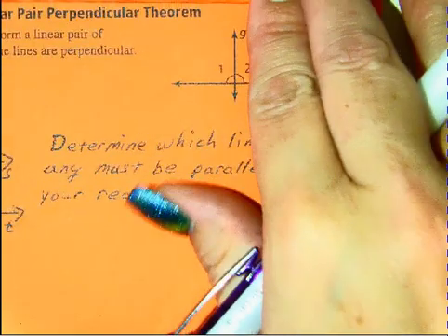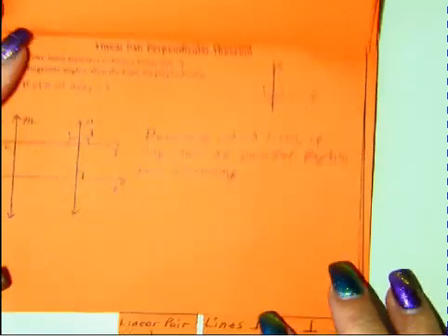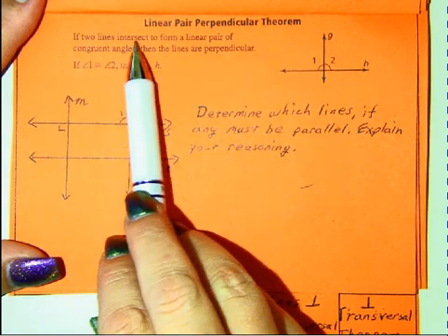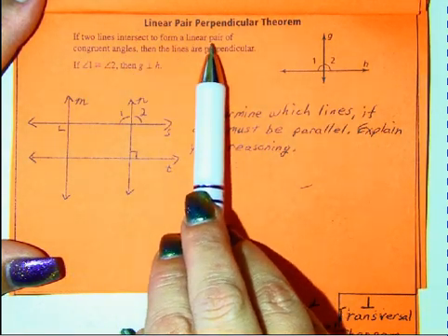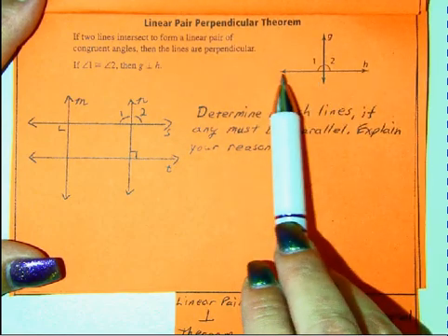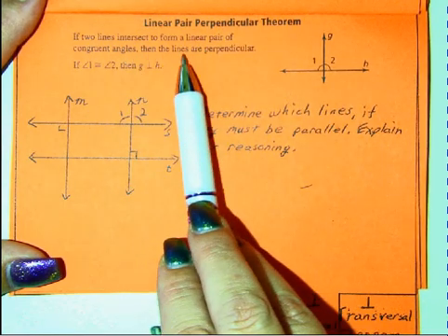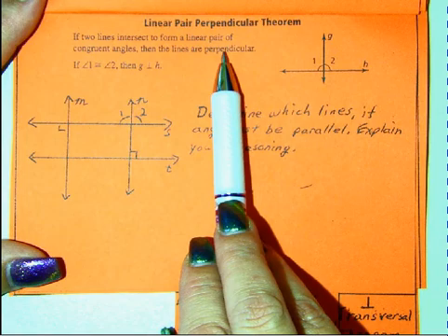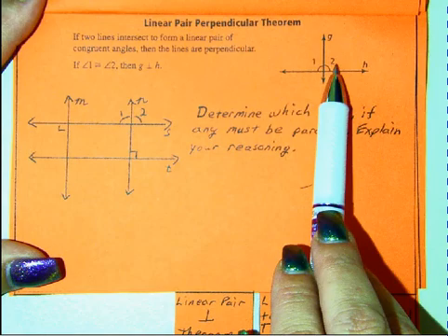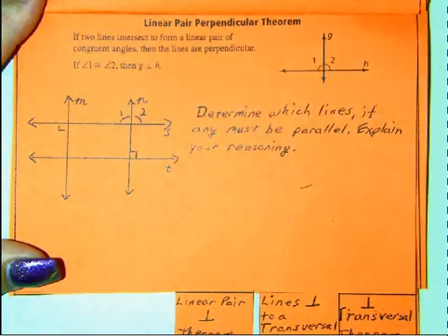The next one is our linear pair perpendicular theorem. So it says if 2 lines intersect to form a linear pair, remember a linear pair is that they are adjacent to each other and supplementary. Okay, so a linear pair of congruent angles, then the lines are perpendicular. Okay, so if they make a straight line, 180 degrees, and they're congruent angles, then each one of them is going to be 90 degrees.